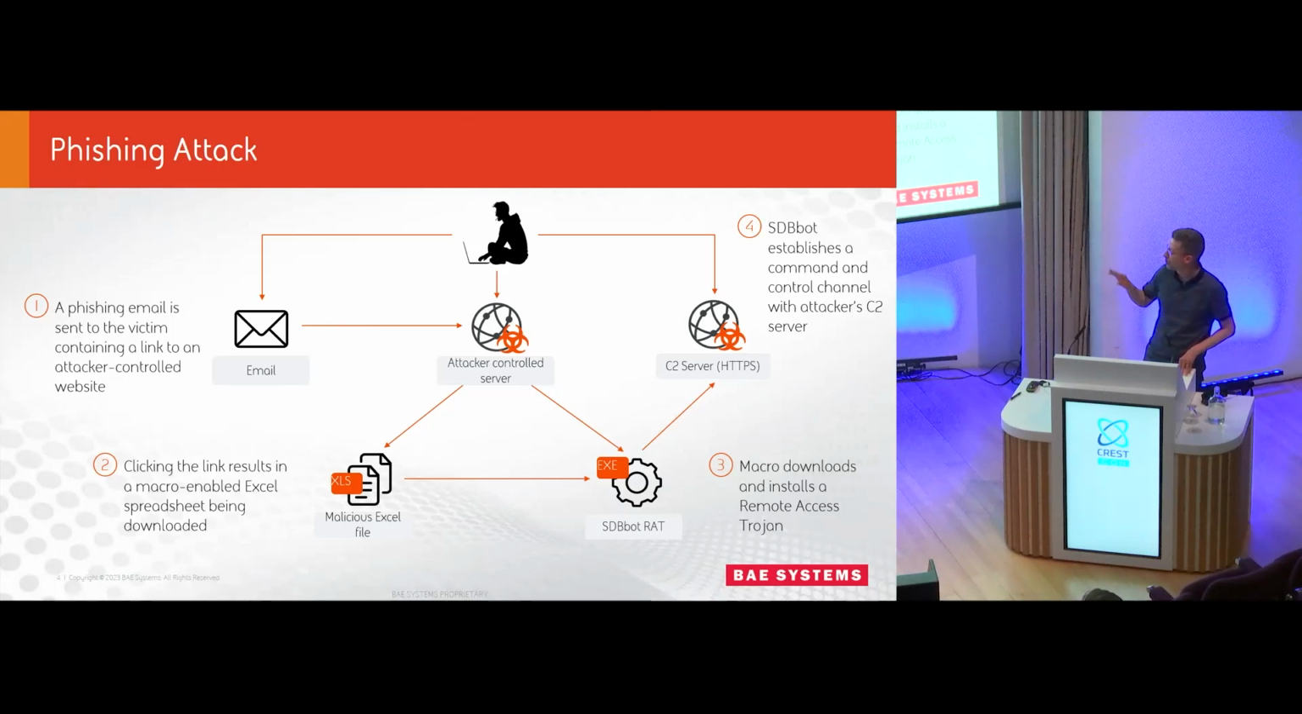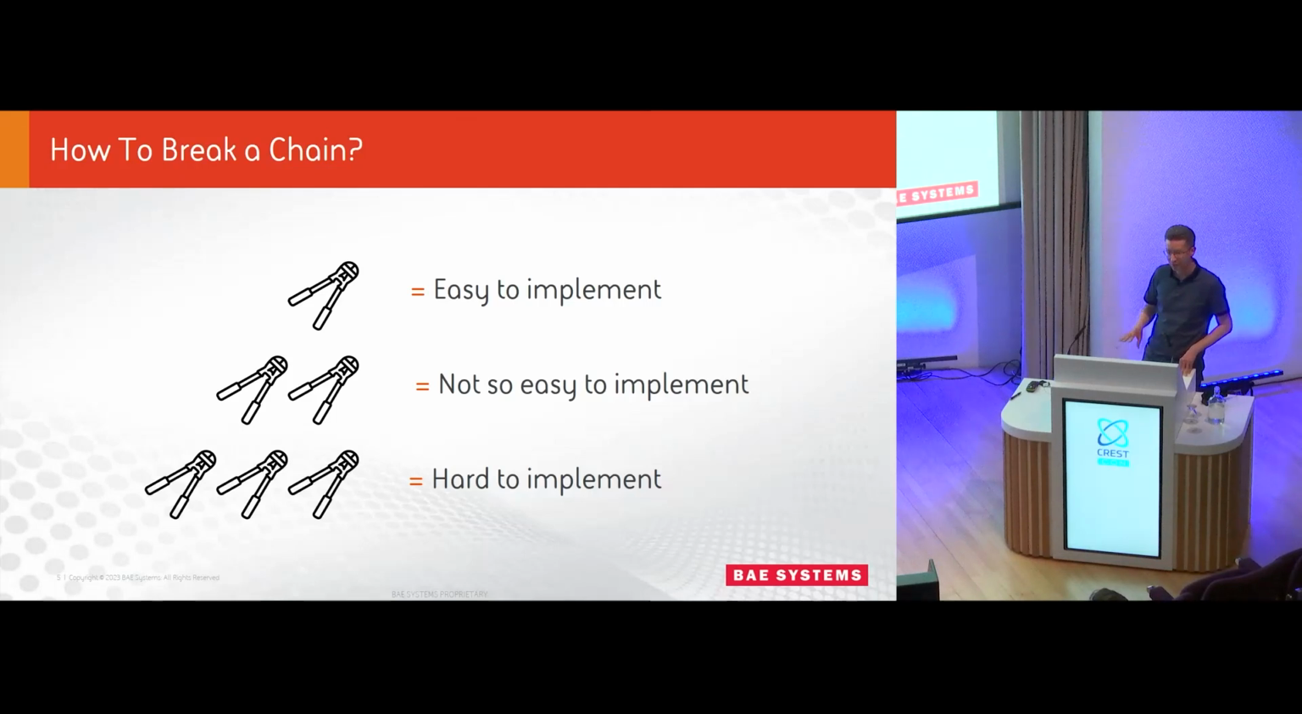If we break down each stage of this attack, what can we do to stop each stage? When we're looking at the recommendations, we're looking at how to break this chain. A good way to break a chain is with some bolt cutters. So I've categorized these into 3 different areas. 1 bolt cutter is easy to implement, all the way through to 3, which is pretty tricky to do. This will just give you a bit of an indication as to how easy these controls would be to implement in your organization or in your customers' organizations.